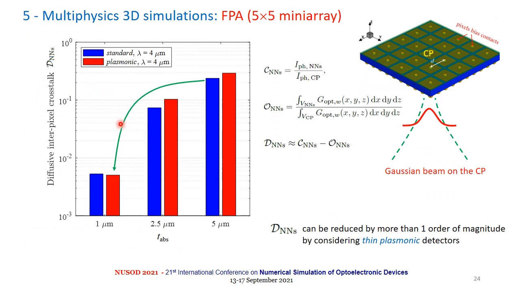In this plot we can see that a detector 1 micron thick is characterized by a diffusive crosstalk which is more than 1 order of magnitude lower than the corresponding value of a 5 microns thick absorber. We see also that the crosstalk is almost not affected by the plasmonic nanorods, but their presence is precisely what makes it possible to consider very thin detectors.